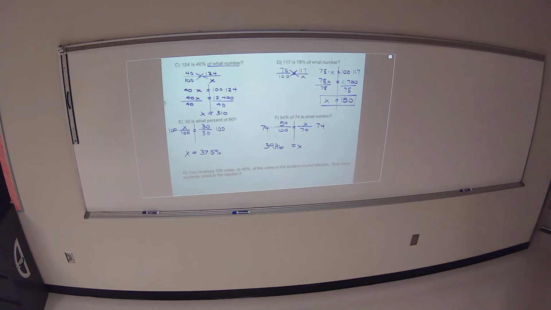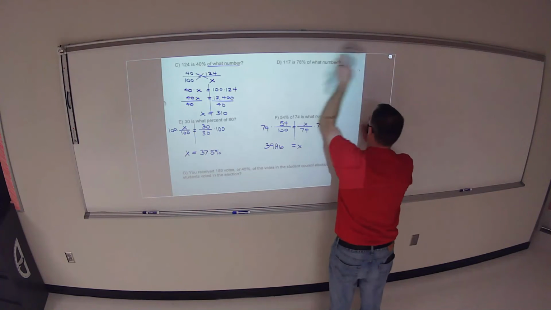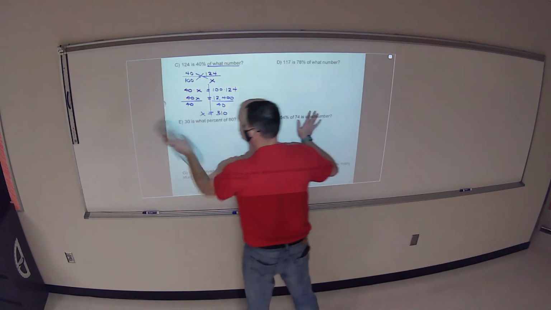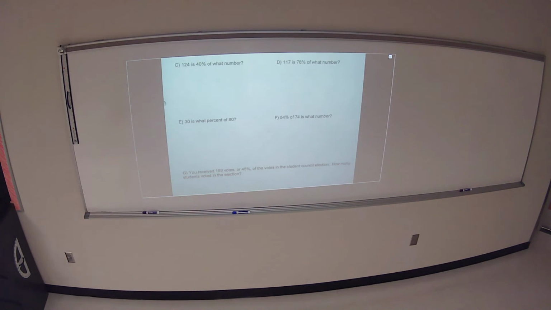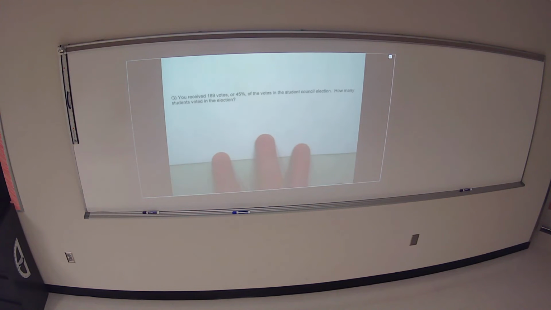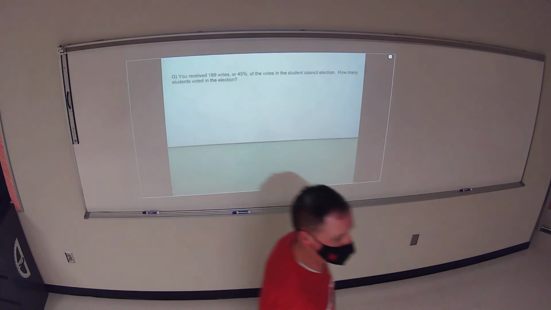All right, so as we can see, this is a new percent proportion better than our part and our whole, okay? But if we slide down to example G, we're going to see that the new percent proportion we just gave you has its limitations. So, as we look at letter G, it says that you received 189, or 45% of the votes in the student council election. So here's what it means. You got that many votes, and that many votes was 45% of the total votes. Okay? How many students voted in the election?